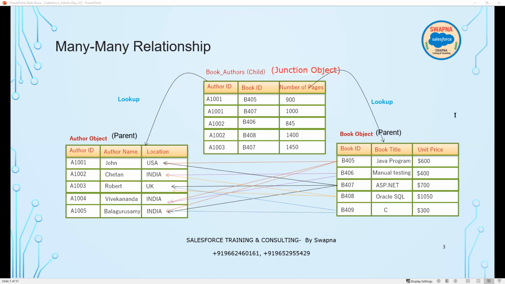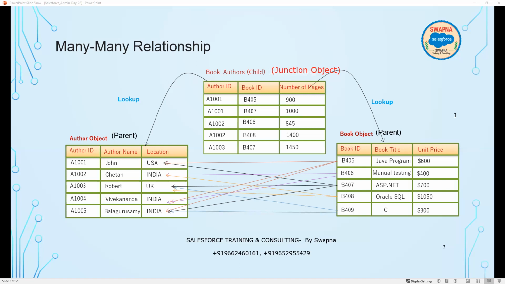When I say multiple records, one record from one parent object and another record from another parent object, right? If you have this kind of scenario, then we will go for a junction object, where the child object is connected to the two parents. One is a lookup, both are lookup. Author ID is looking for the author object. Now the book ID lookup field is looking for the book object.